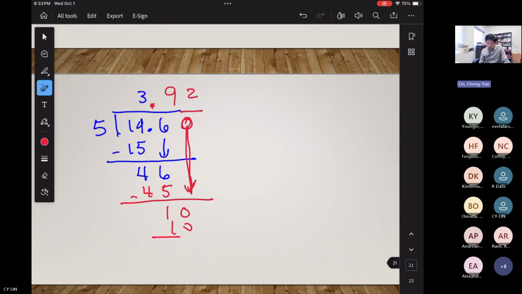So we get a 2. 2 times 5 is 10. So the answer is 3.92. Did you get this right? Yes.